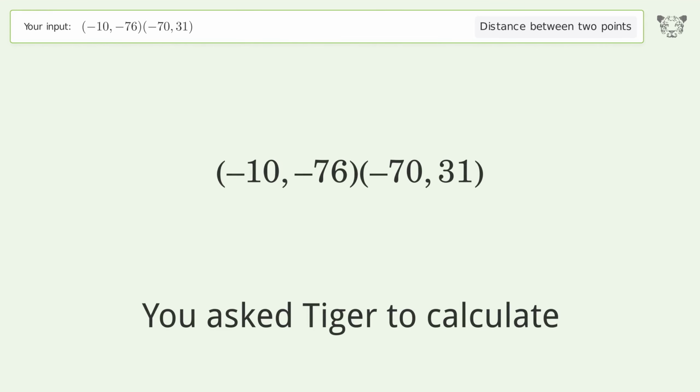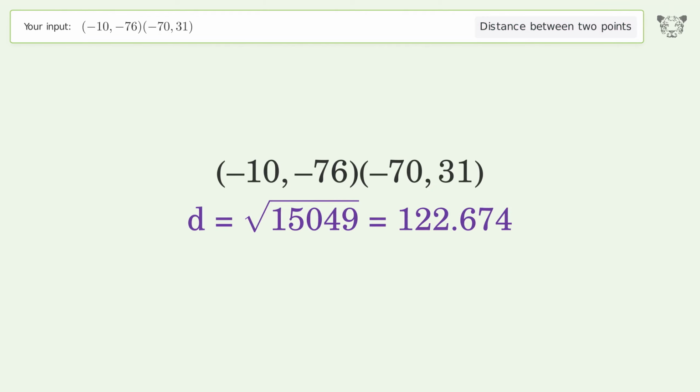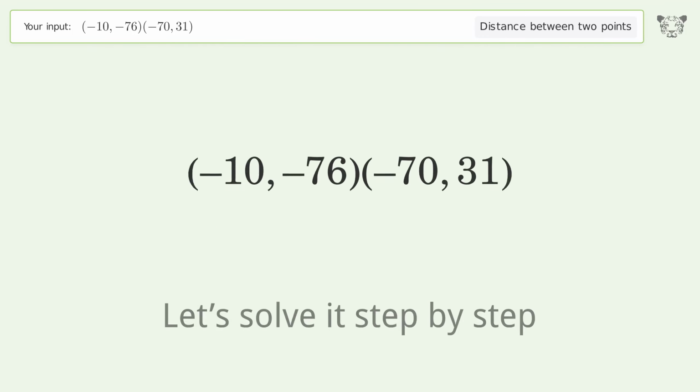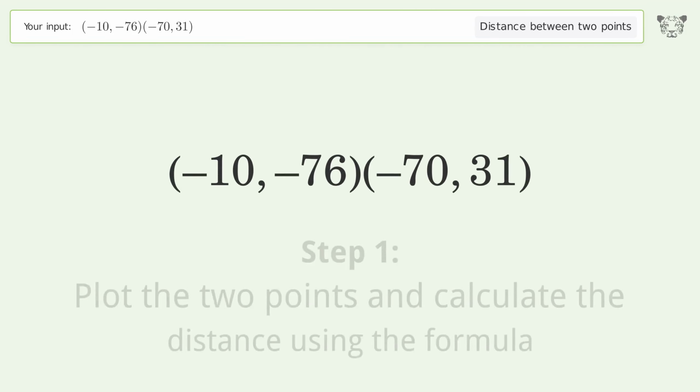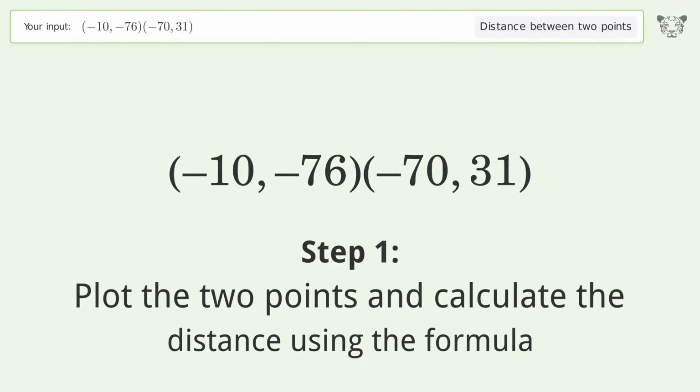You ask Tiger to calculate. This deals with the distance between 2 points. The distance between the 2 points is the square root of 15,049 or 122.674. Let's solve it step by step. Plot the 2 points and calculate the distance using the formula.